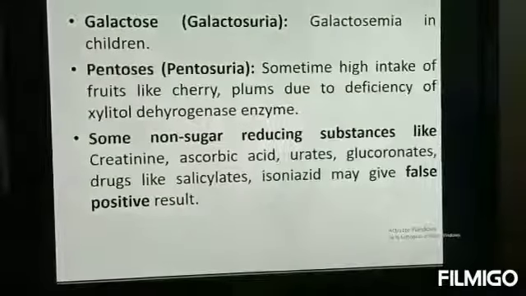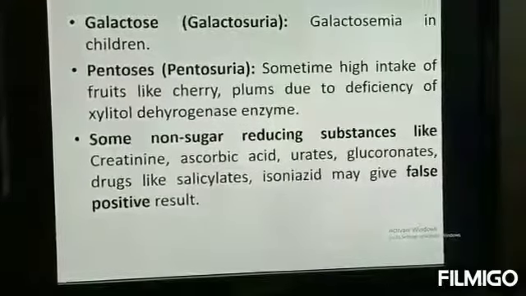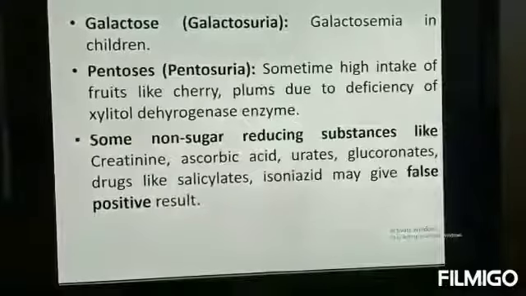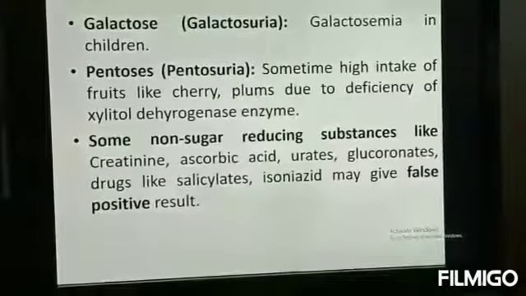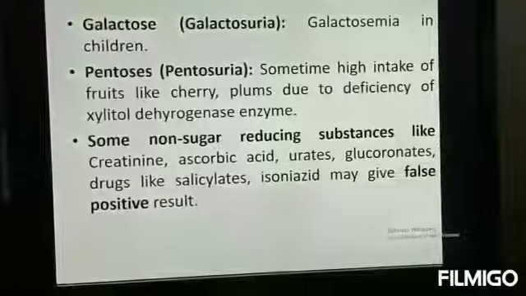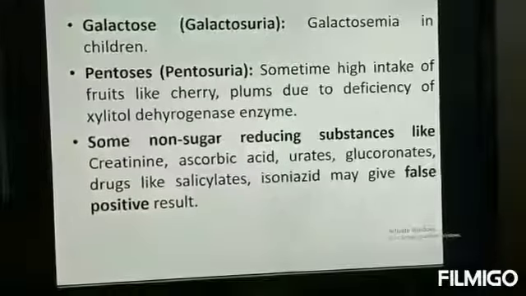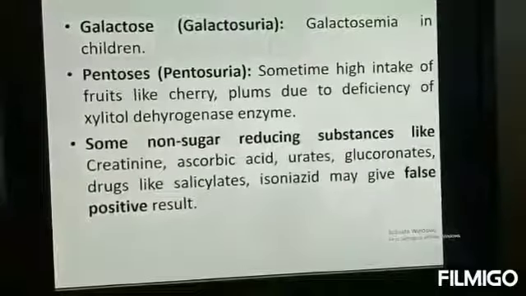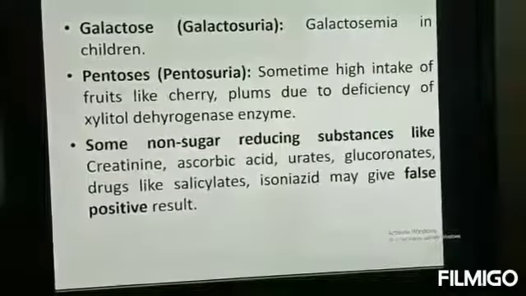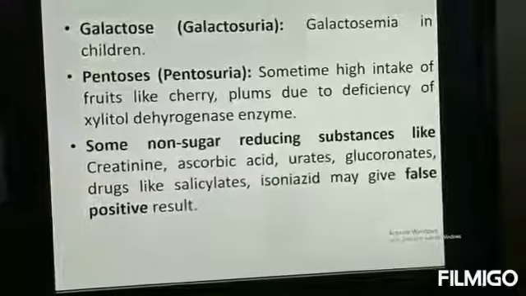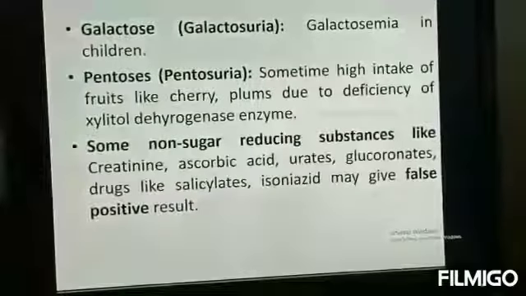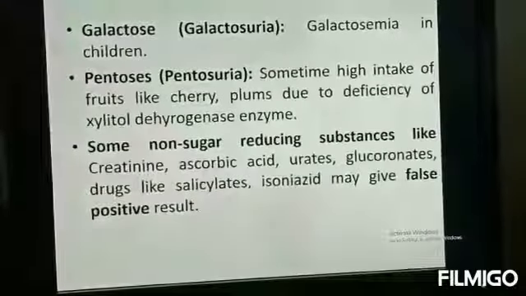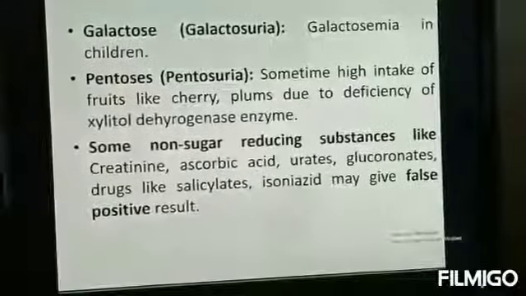Galactosuria is seen in patients with galactosemia in children. Pentosuria, sometimes due to high intake of fruits like cherry and plum, is due to deficiency of xylitol dehydrogenase enzyme. Some non-sugar reducing substances like creatinine, ascorbic acid, urates, glucuronides, and drugs like salicylate and isoniazid may give false positive results.